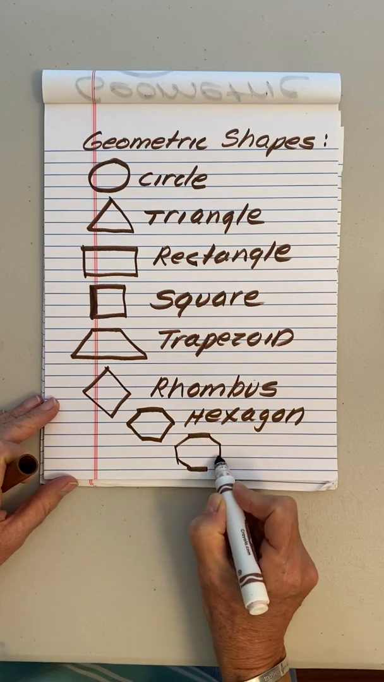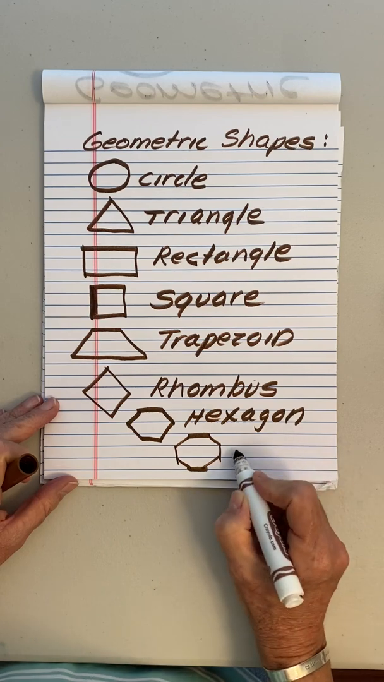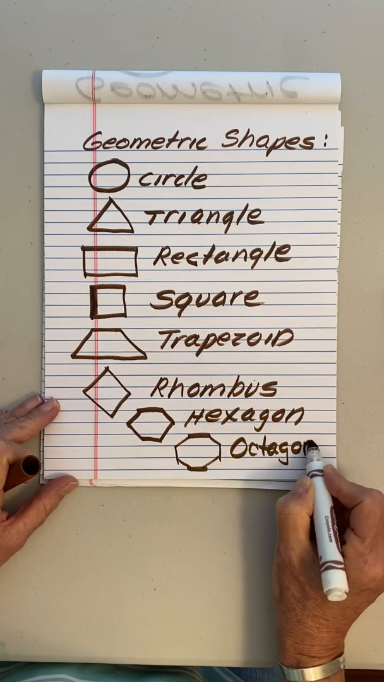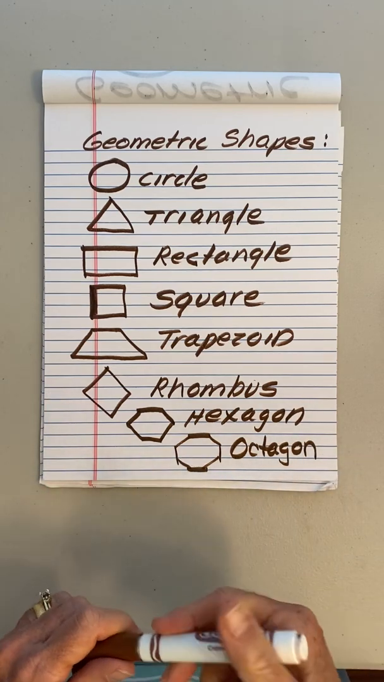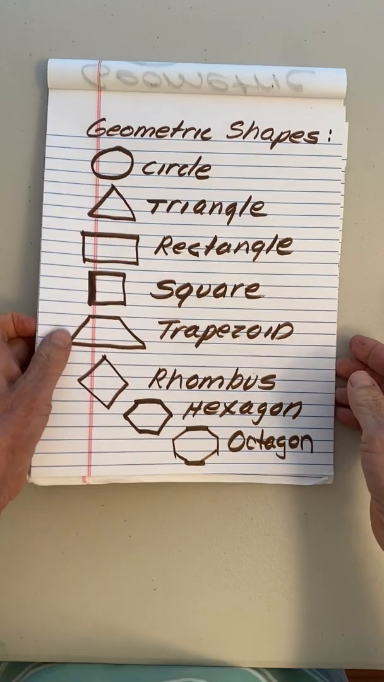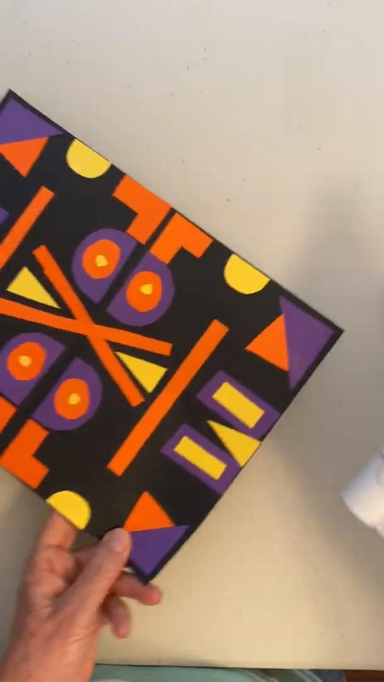This is an 8-sided shape, which is an octagon. Octagon. Okay? So there's all our geometric shapes. They have sharp sides and corners. And what we're going to do with this is create a radial symmetry design.